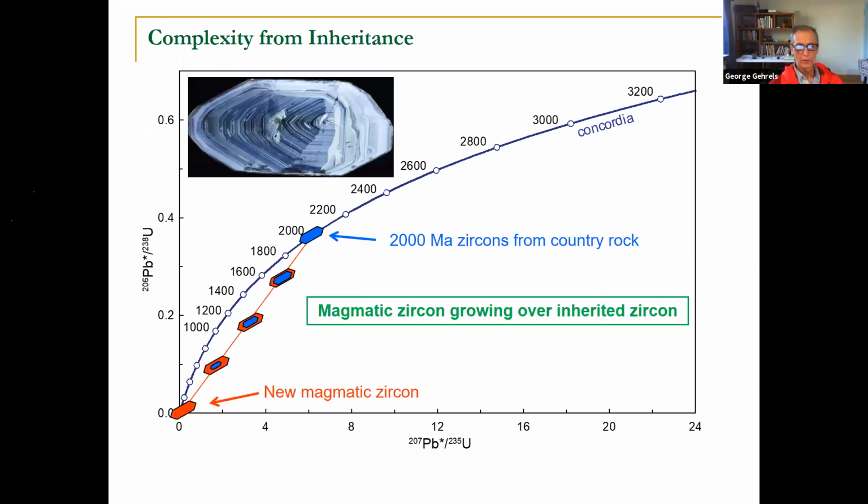Here's our second complexity. It turns out that zircon commonly can be inherited into younger magma. So this would be a zircon that crystallized at one time period, and then we form some new zircon around the outside of this. So this would be older zircon and younger zircon. This might happen if you crystallize a magma today by melting of some sedimentary material around it that contains old zircon. So this would be zircon in the country rock. The magmatic zircon is going to grow over those older cores of inherited zircon.